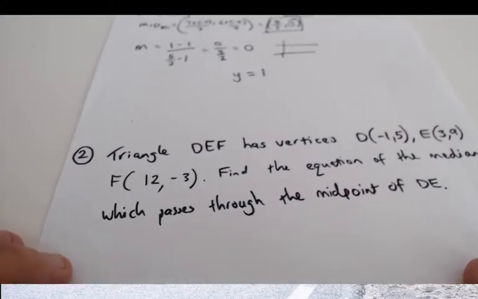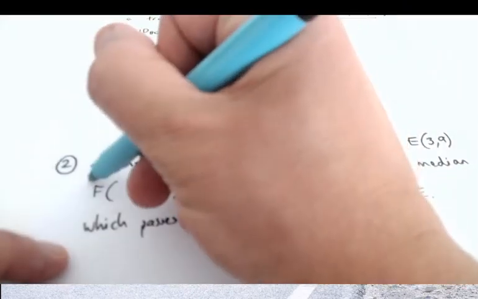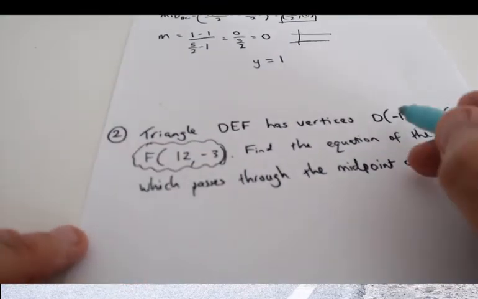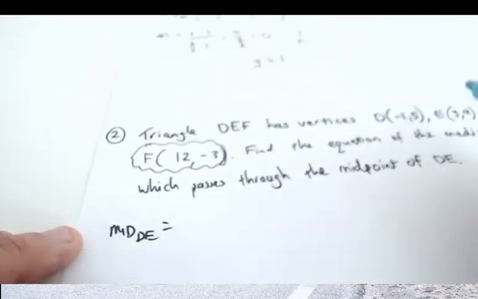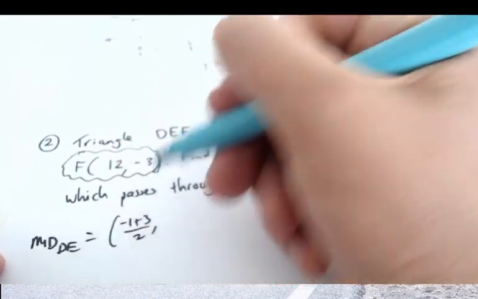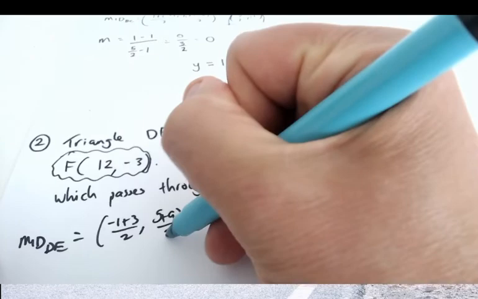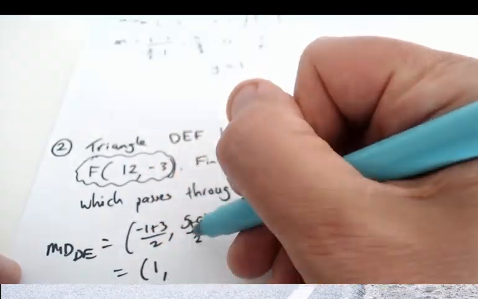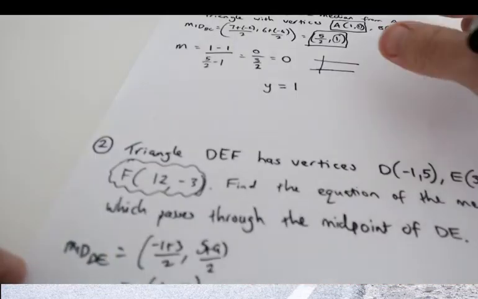Question 2. Okay, we want the median which passes through DE. If it passes through DE, it must be coming from F. I need that point in the middle. So first and foremost, midpoint of DE. Add together the two x coordinates and half it. Add together the two y coordinates and half it. That's going to give me minus 1 add 3 is 2, 2 divided by 2 is 1, 5 add 9 is 14, divided by 2 is 7. So it gives me a midpoint of 1, 7.